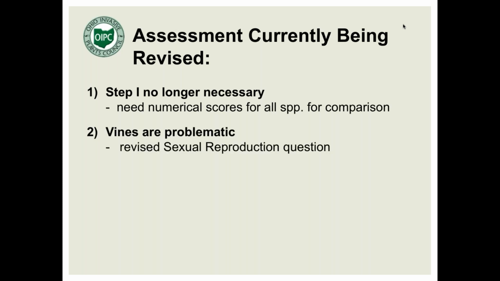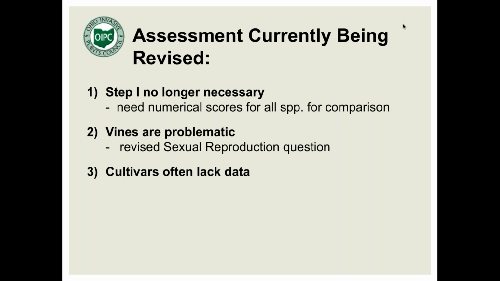Another interesting thing is we found a problem with vines. Some of our questions were not well crafted to deal with vines, because many of them, like winter creeper for example, would be on the forest floor for a long period of time. Then once they hit a tree, they grow up and start reproducing and producing fruit. We didn't have really good questions about that, so we ended up having to revise a specific question dealing with sexual reproduction.